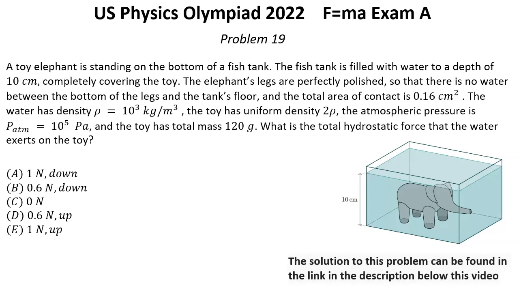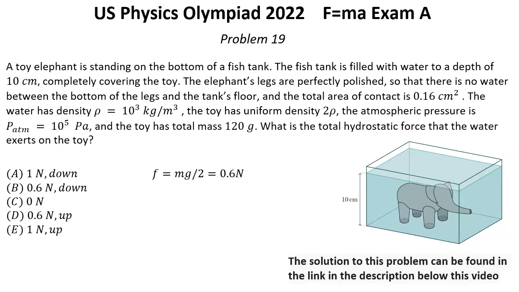Solution for problem number 19. If the elephant's legs weren't perfectly polished, then the buoyant force would be equal to the weight of the water displaced. Since the elephant's density is twice that of water, the force would be mg/2, which is 0.6 newtons upward.